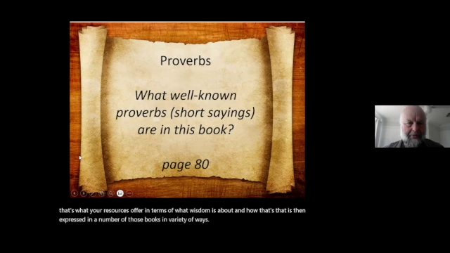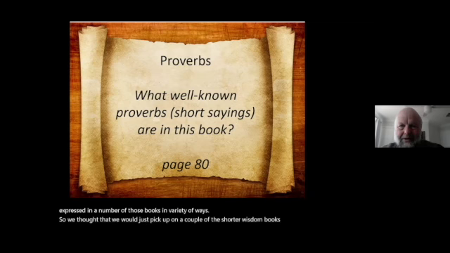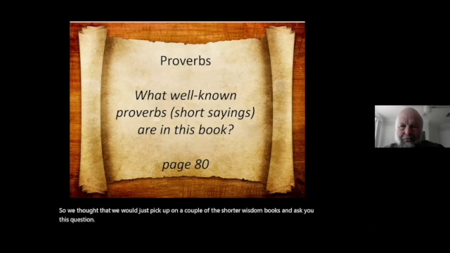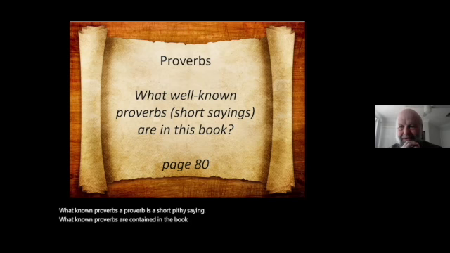So we thought that we would just pick up on a couple of the shorter wisdom books and ask you this question. What well-known proverbs, a proverb is a short, pithy saying, what well-known proverbs are contained in the book of Proverbs? Anyone have a thought? What about, a fool and his money are soon parted?